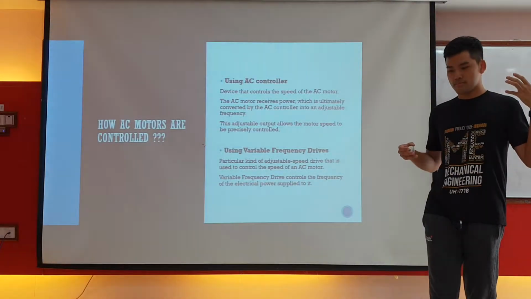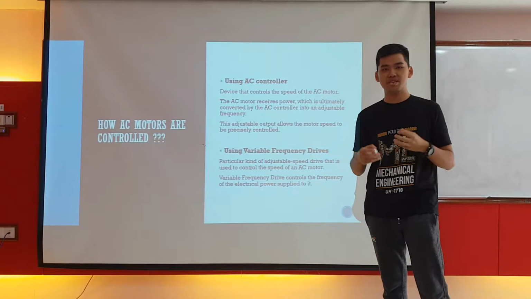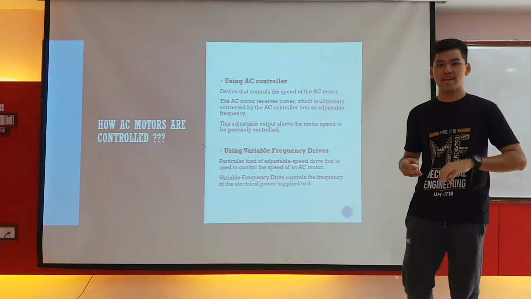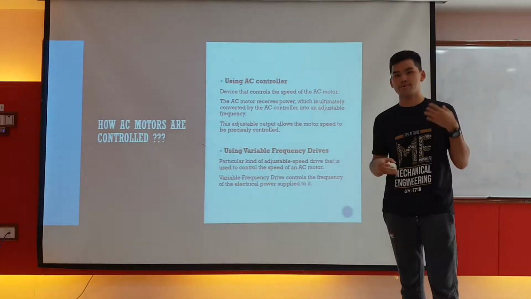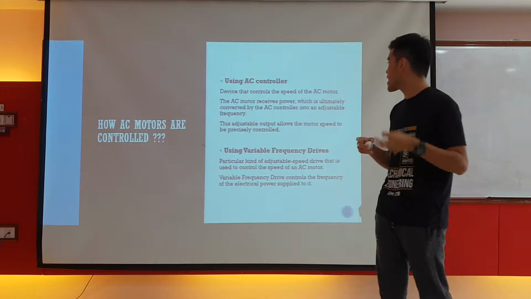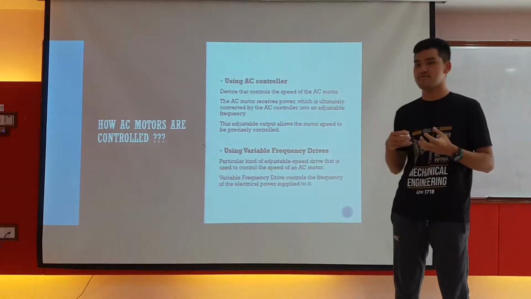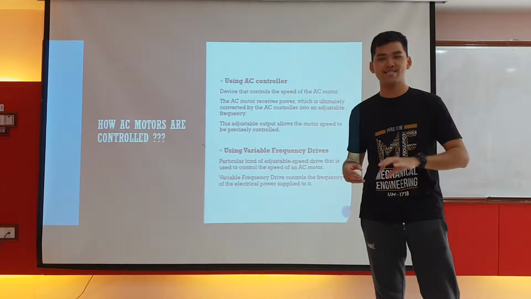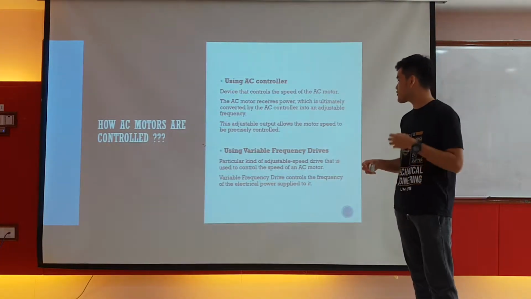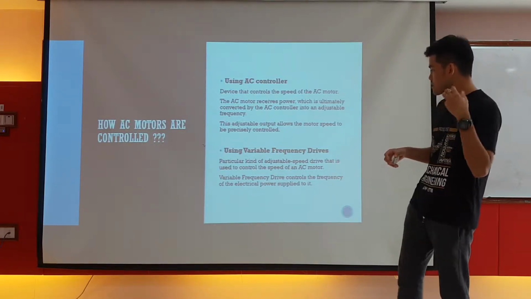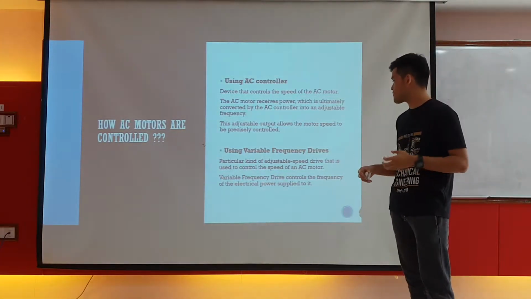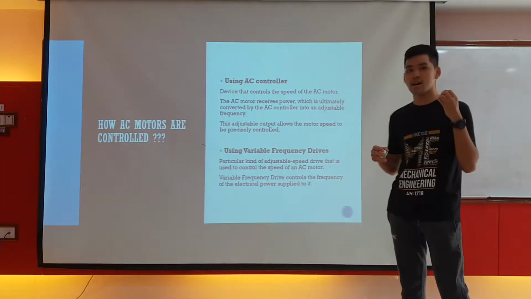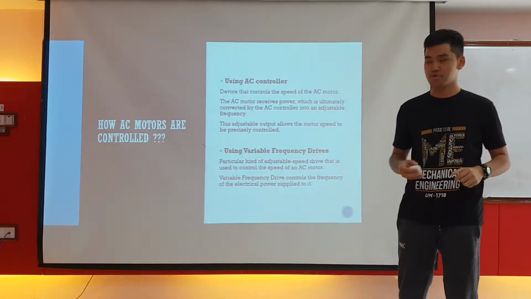For the AC motors, we are looking at how it's being controlled. First of all, we can use the AC controller, which is a device used to control the speed of the AC motor. The AC motor will receive power, which is ultimately converted by the AC controller into an adjustable frequency. This adjustable output will allow the speed of the motor to be precisely controlled. Next, there's a variable frequency drive, which is a particular kind of adjustable speed drive used to control the speed of the AC motor. This variable frequency drive will control the frequency of the electrical power supplied to the AC motor.